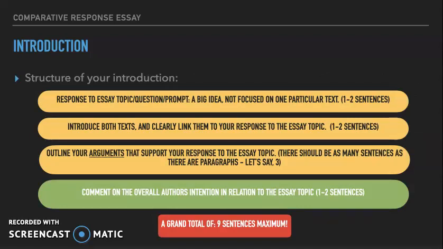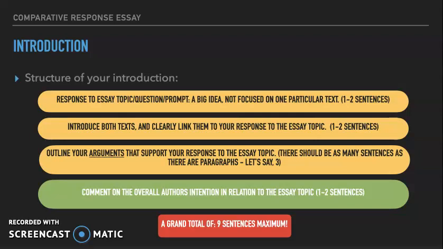Firstly, you'll respond to essay topics, questions, or prompts. So you might have a big idea. It's not going to be focused on one particular text. Okay, it's going to be a big idea that encompasses a discussion that can be had in relation to both texts. You then need to introduce both of your texts and clearly link them to your response to the essay topic. Now, I've said 1 to 2 sentences there. I actually want to change that to perhaps 3 to 4. I wouldn't go beyond 4 though.